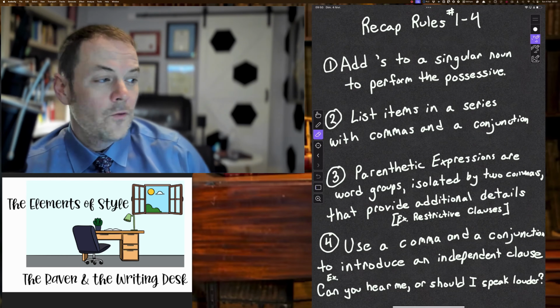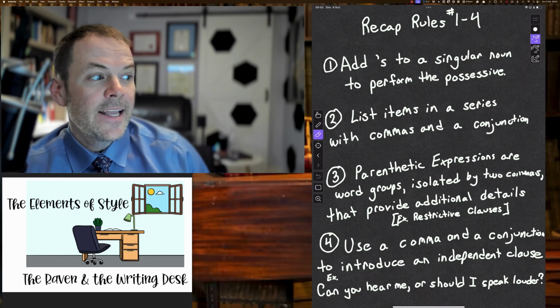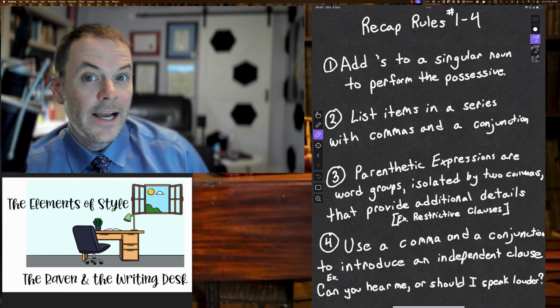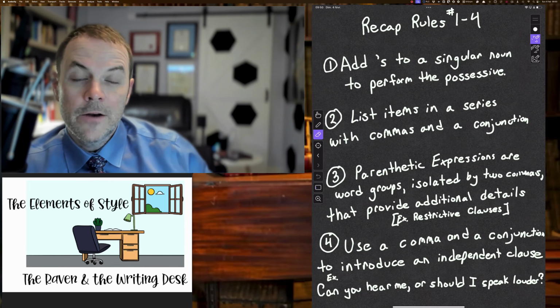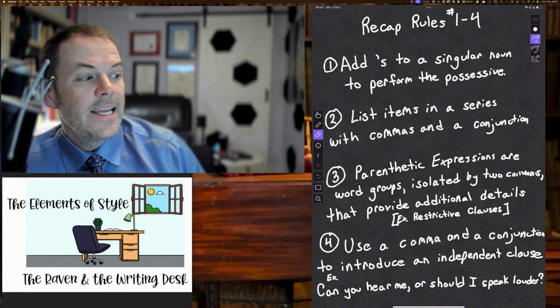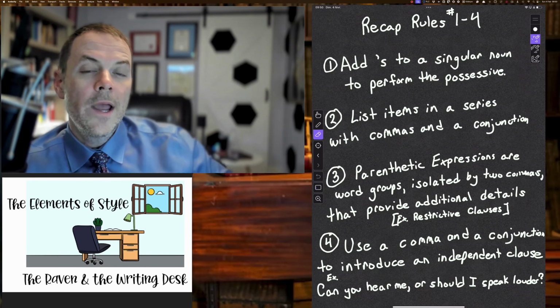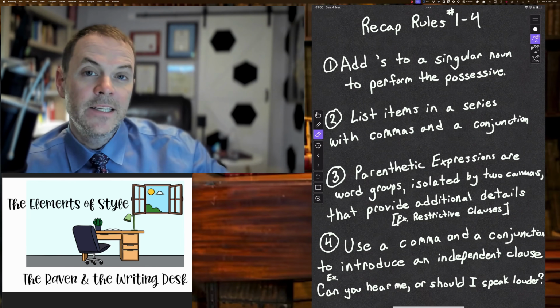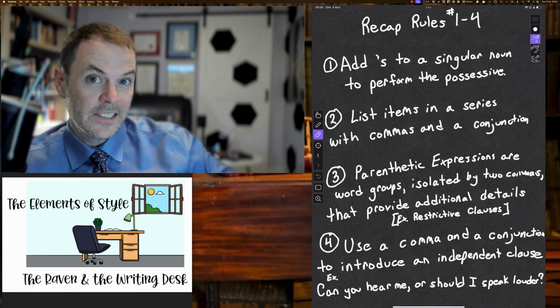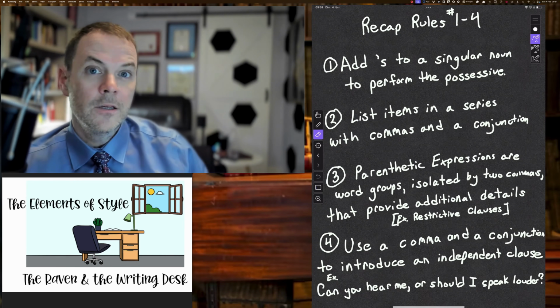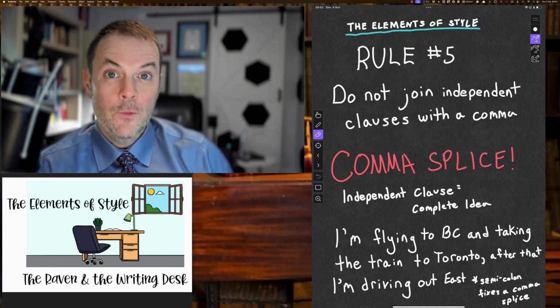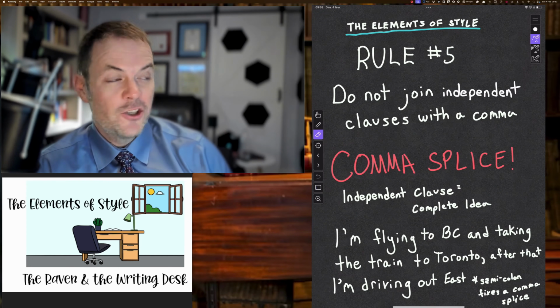Easy. Number 3, a little trickier. Parenthetic expressions are word groups isolated by 2 commas that provide additional details. For example, a restrictive clause. Then in rule number 4, we've been looking at independent clauses, ideas that can stand on their own. When we want to have an independent clause within a more complex sentence, set it up, comma, conjunction, independent clause. Now that we're confident that we can spot an independent clause, let's talk about rule number 5.